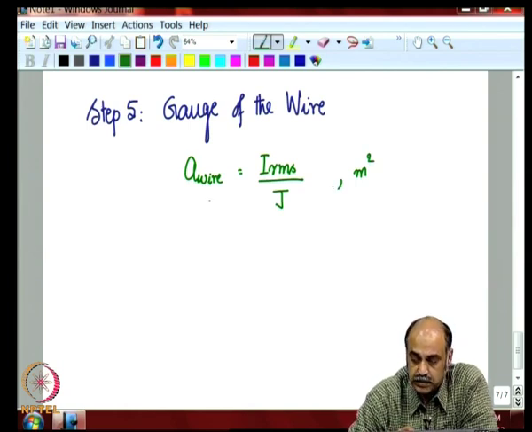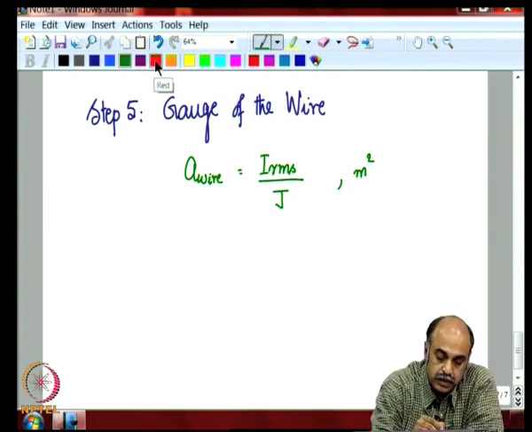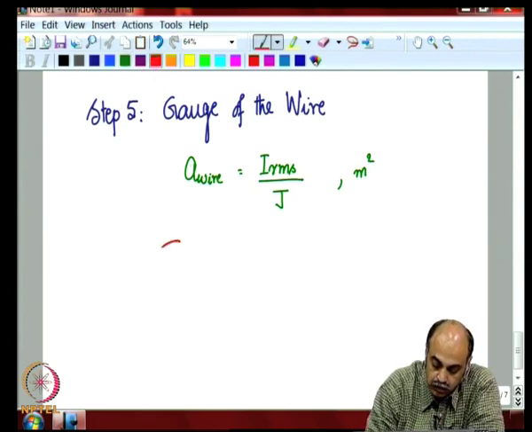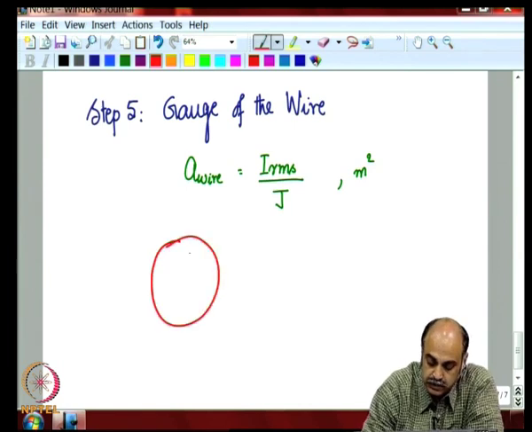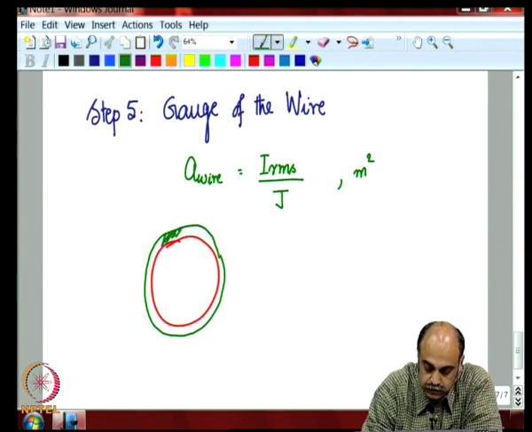Now, once you get the wire cross section area in meter square, go into the wires table and pick out that wire which has slightly more cross section area than what is given here. And while you are picking, be careful to pick the copper cross section area, because the wires normally have two parts. One is the copper inner core with an outer sheath, which is the enamel.